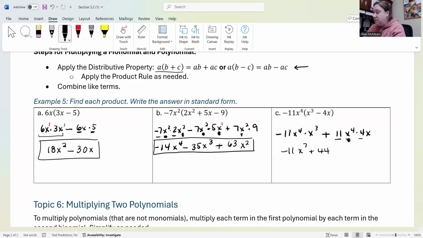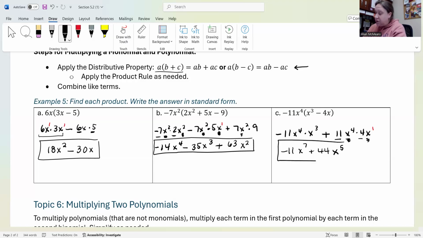And then we have x to the fourth times x. Remember that x has an exponent of 1 on it. Okay, so I need to apply the product rule. I've got a base of x, so I just keep my x, and then I add my exponents. 4 plus 1 is 5.